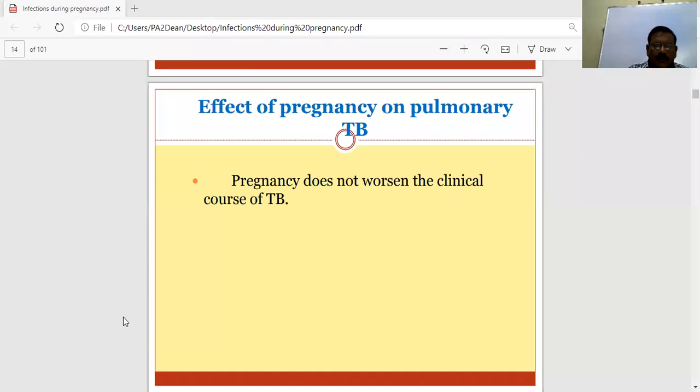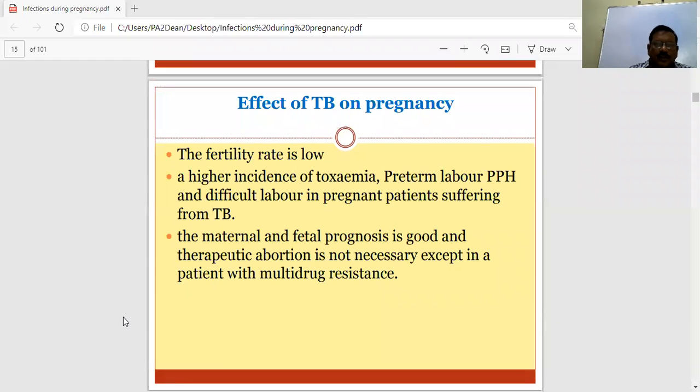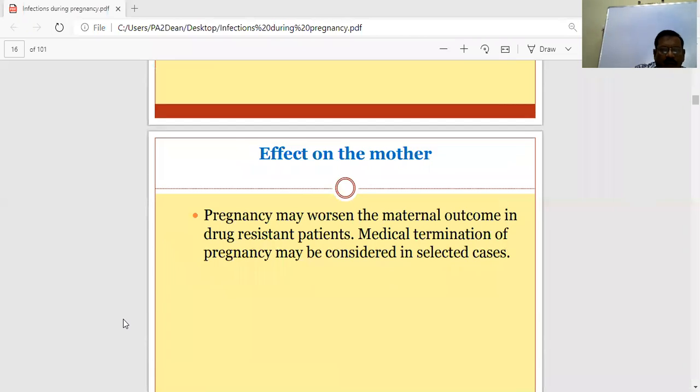Effect of pregnancy on pulmonary tuberculosis. Pregnancy does not worsen the clinical course of tuberculosis. Effects of tuberculosis on pregnancy: the fertility rate is low, with higher incidence of toxemia, preterm labor, postpartum hemorrhage, and difficult labor in pregnant patients suffering from tuberculosis. Maternal fetal prognosis is good, and therapeutic abortion is not necessary except in a patient with multi-drug resistance.